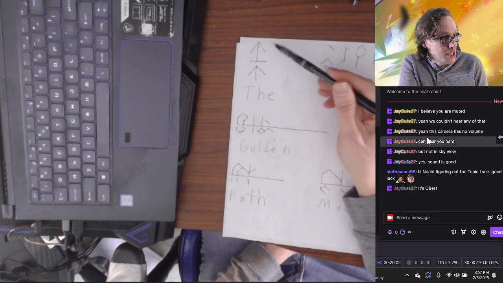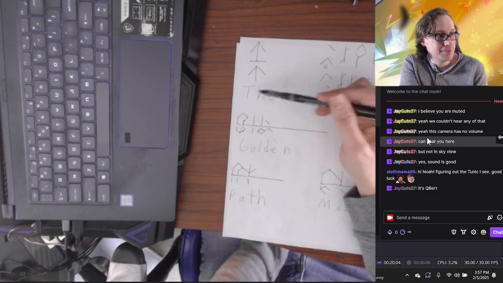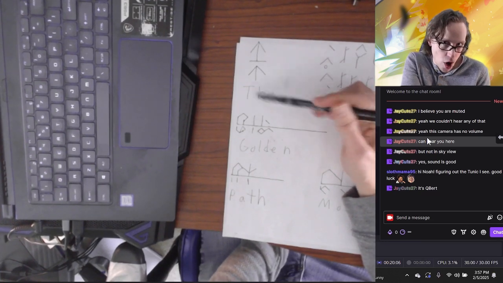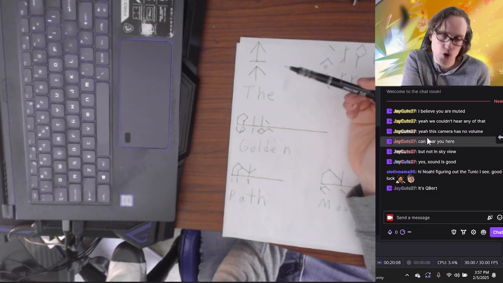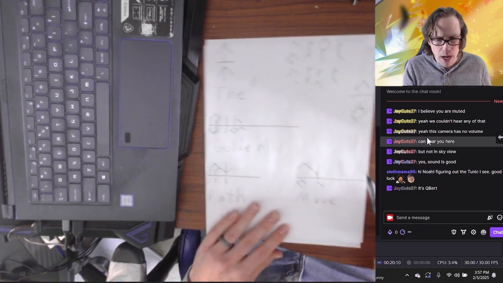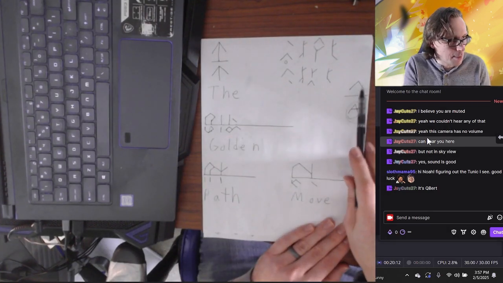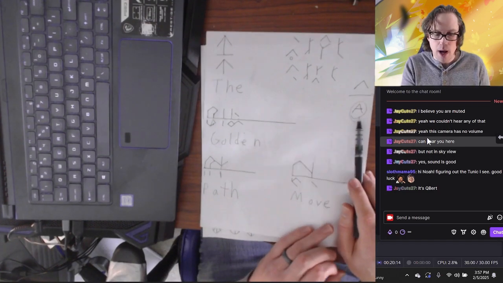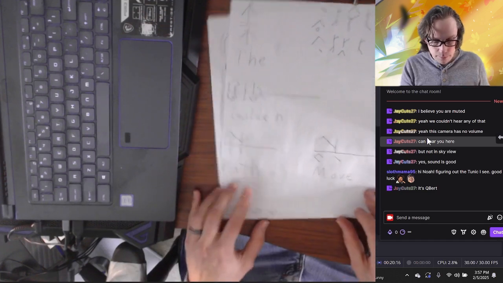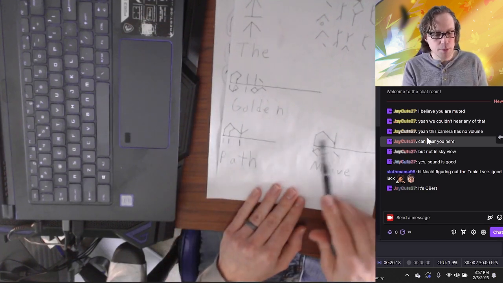Also, this symbol appears a lot, and you would see the word the very often if this translates to English. I also believe that just the single up here is A. I also believe that this symbol is move.